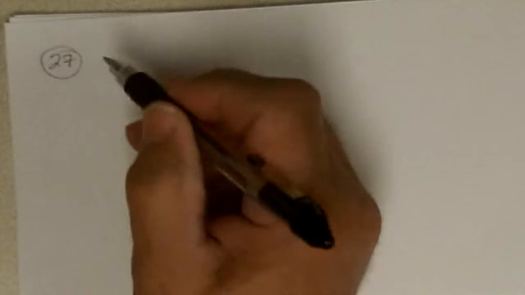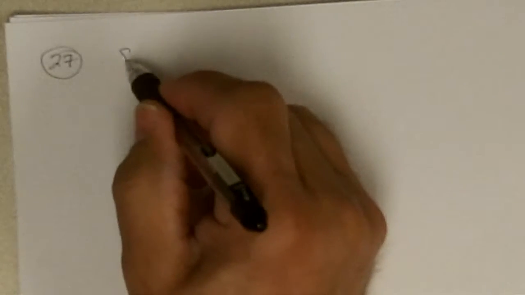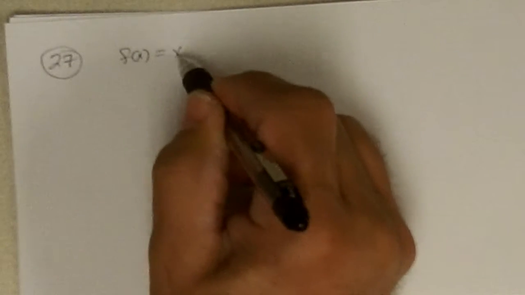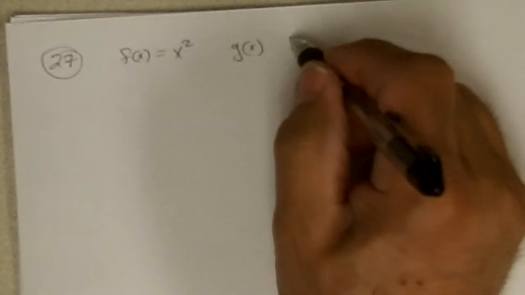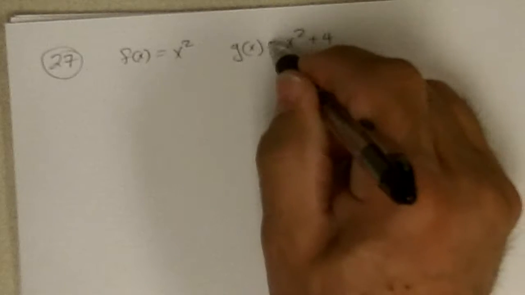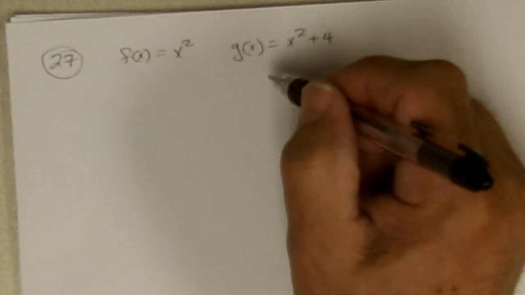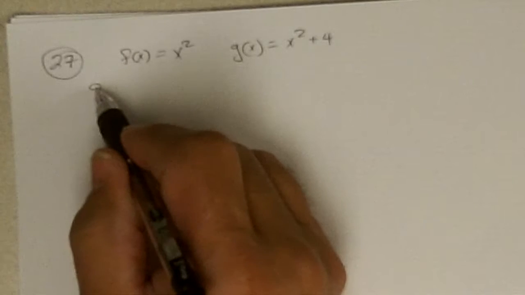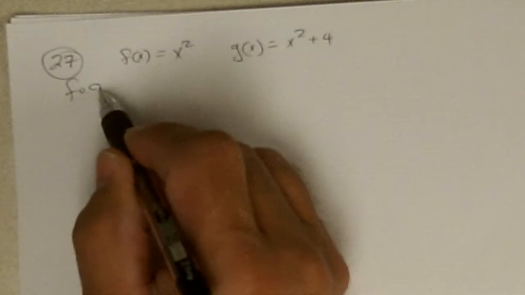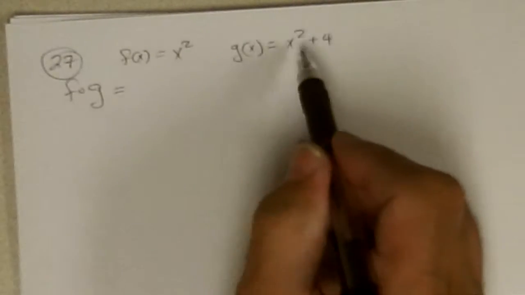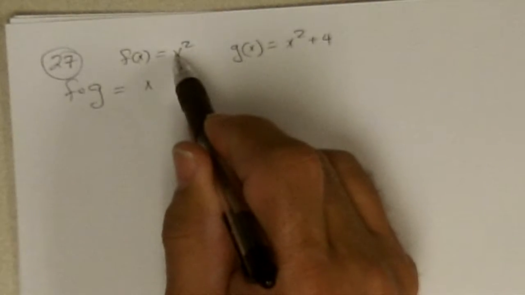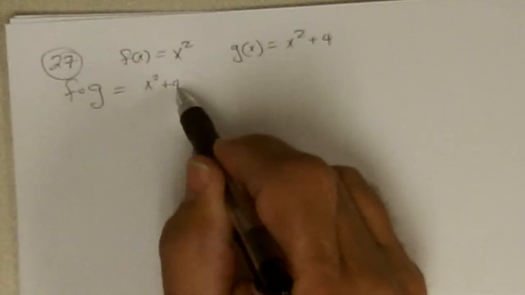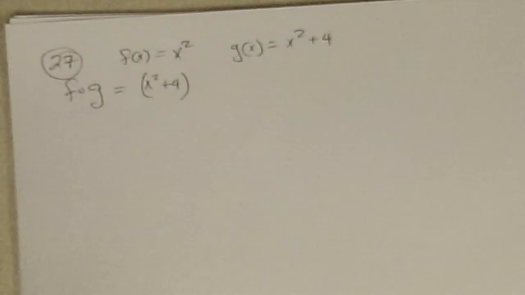Okay, number 27. On 27, it says f of x is x squared, and g of x is x squared plus 4. And it says find f of g, which means I got to put g in for the x's of f, so that'd be x, in place of that x, I'm going to put x squared plus 4, and f says to square that.